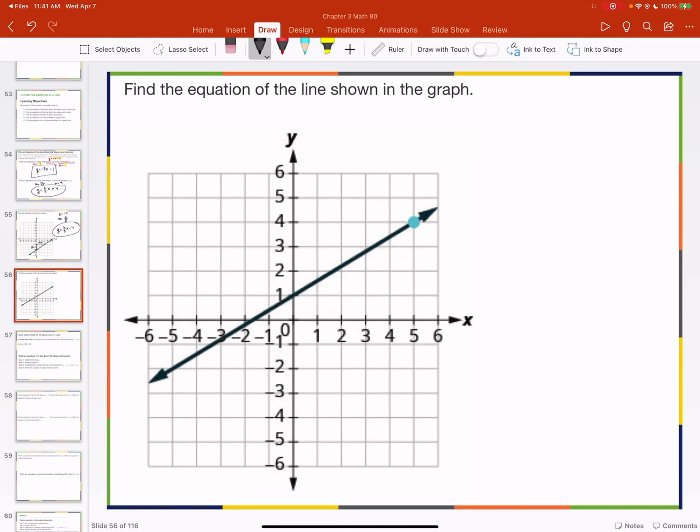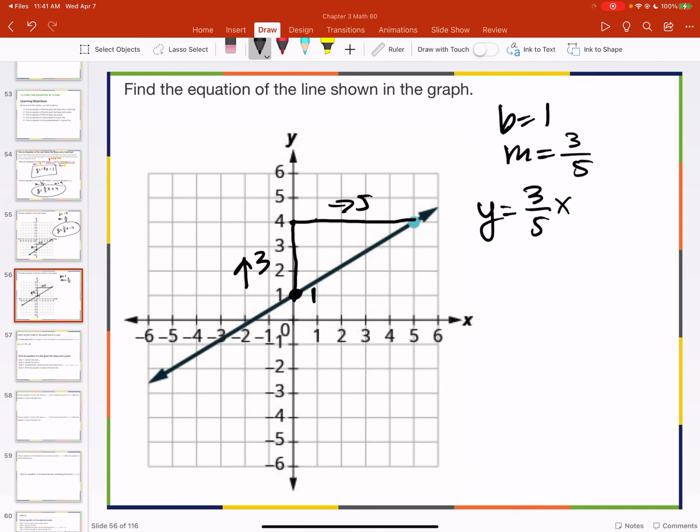Let's do another one. Here, the y-intercept is 1, so b equals 1. And then the slope, let's get to this other point here. So we go up 3 and to the right 5. 1, 2, 3, 4, 5, yeah. So the slope is 3/5. So y equals 3/5 x plus 1. Okay, not too bad.